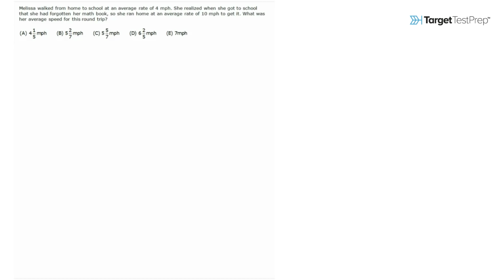But again, we don't set this up like a traditional weighted average or anything we've done up to this point, at least the way that I teach my students to do it, and we teach our students to do it, is we just set up a very simple chart.